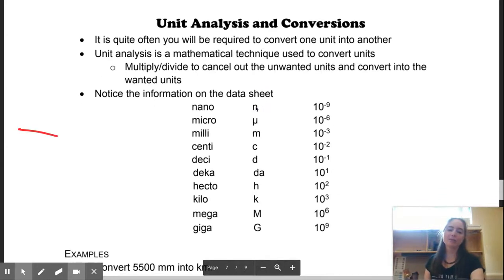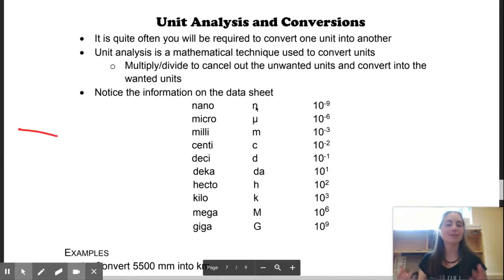Now, this particular unit conversion table is on your data sheet. The data sheet that I gave you guys at the beginning of the year in September. Okay? You got to know how to do this. You 100% got to know how to do this.